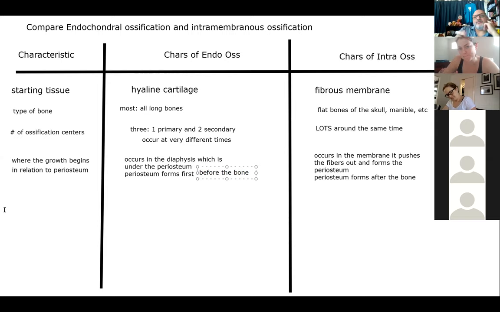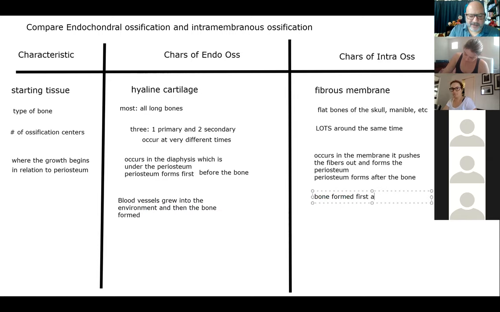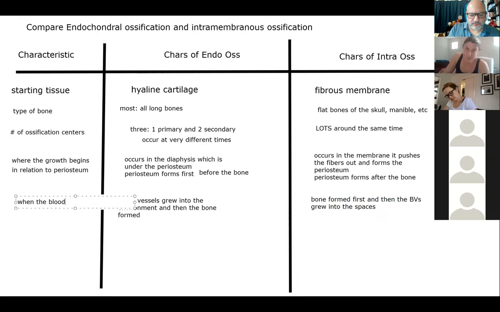And what is it in endochondral ossification? What caused all of the big changes? In endochondral ossification, something happened three times that caused all of the changes. What was that thing that occurred three times? Would it be the blood vessels? Blood vessels. So notice with endochondral ossification, the blood vessels grew into the environment, and then the bone formed. Is that what happened in intramembranous ossification? No. Here, the bone formed first, and then the blood vessels grew into the spaces. So when the blood vessels enter is another big difference between these two tissues.